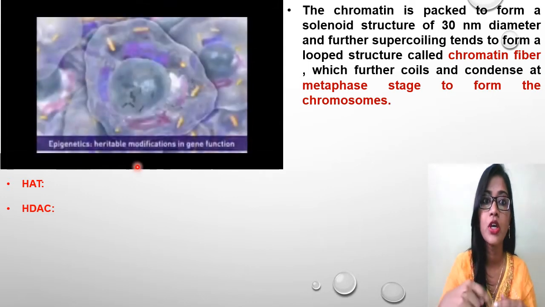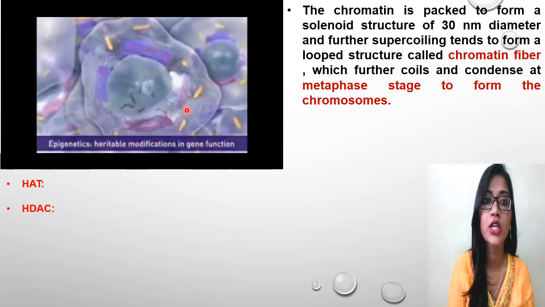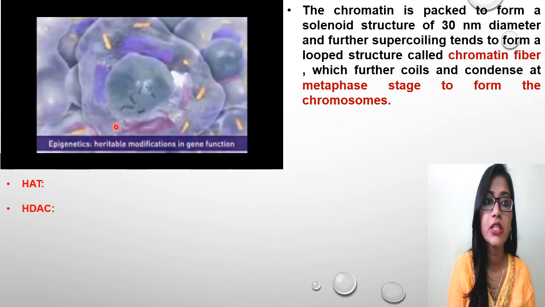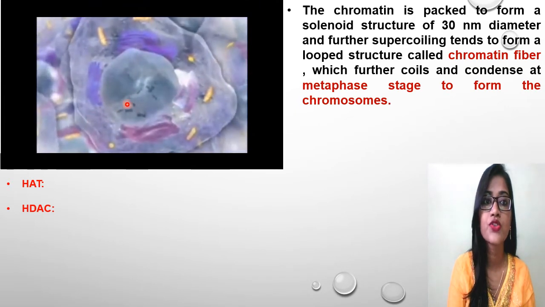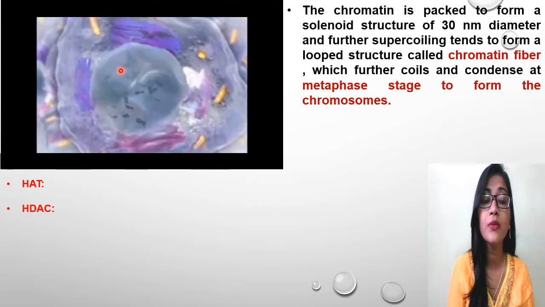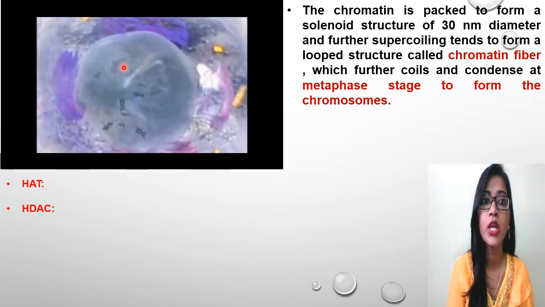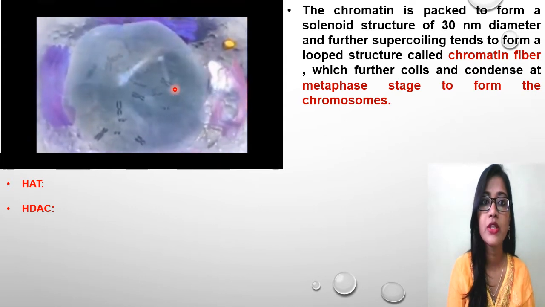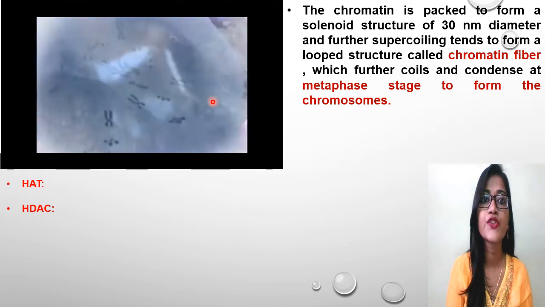You can observe now, this structure is the negatively charged DNA. And these are H2A, H2B, H3 and H4. These are the histone proteins. Can you see that? These are the octamer structures. So this nucleosome is present, and this negatively charged DNA is coiled around the histone protein.